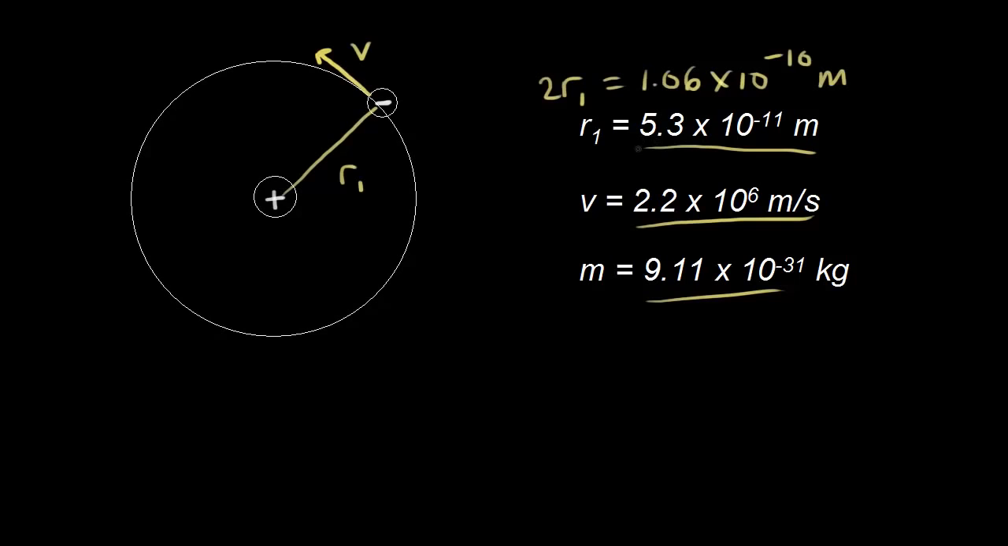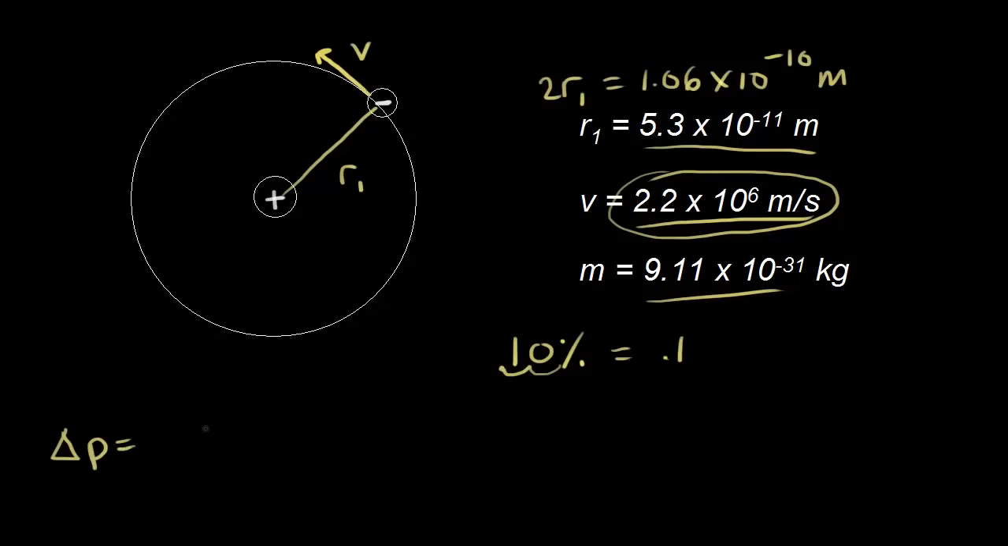Let's say we knew the velocity with a 10% uncertainty associated with that number. So a 10% uncertainty. If we convert that to a decimal, we just divide 10 by 100. So we get 10% is equal to 0.1. So we have 0.1 here. If I want to know the uncertainty of the momentum of that electron, so the uncertainty in the momentum of that particle, momentum is equal to mass times velocity.